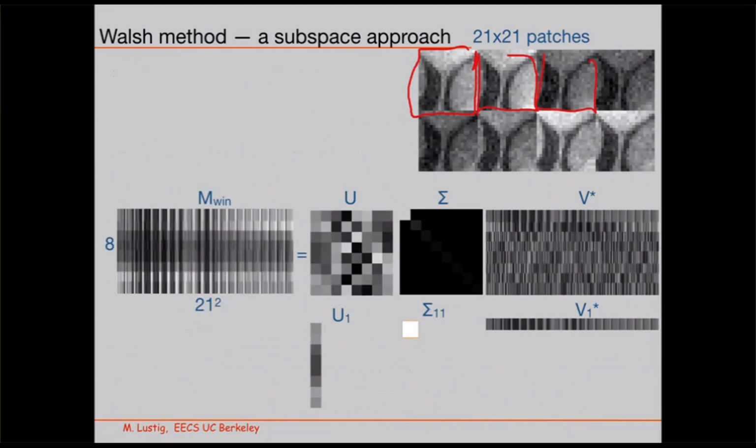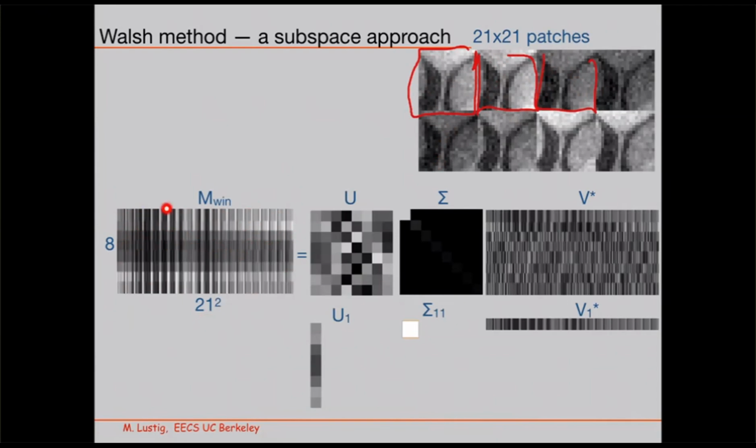Then I'm going to take this and put it in a row of a matrix. I'm going to take this one and put it in a row. I'm going to take all the pixels here and put them in a row of a matrix, and all the pixels here also in a row of a matrix. Then, because they have the same S associated with them for all these pixels, the dimensionality of this matrix, even though it's 8 by 21 squared, should be much smaller.